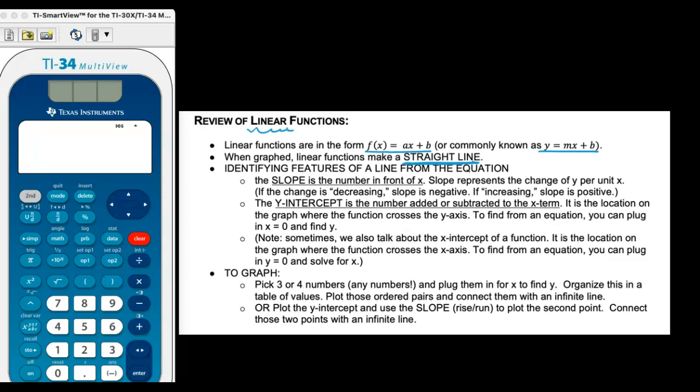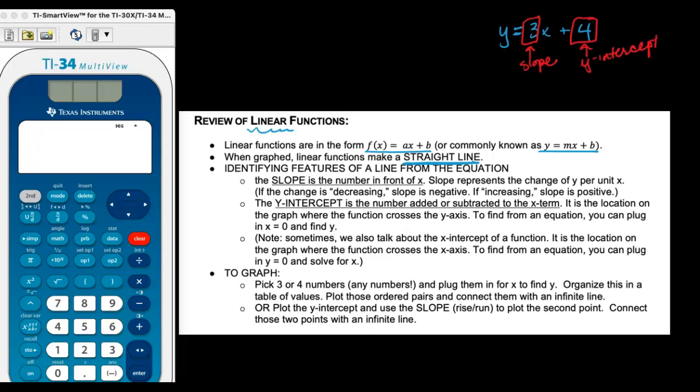Let's take a look at an example. Let's say I have the equation y equals 3x plus 4, or f of x equals 3x plus 4. You could write it either way. This is a linear equation, and there are two numbers here. We've got a number in front of x. The number in front of x is always the slope. And the number that's by itself, not with the x, is always the y-intercept.